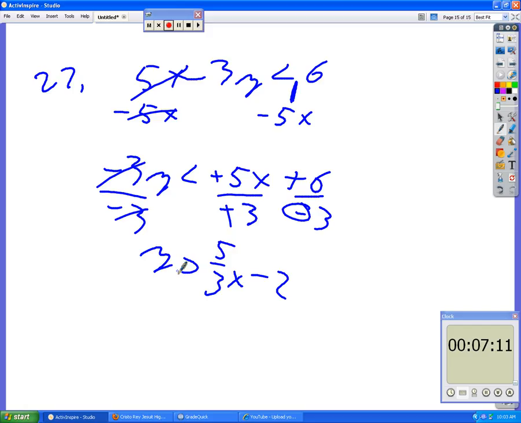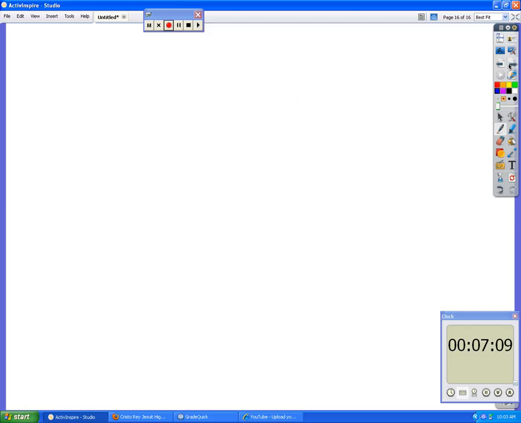Okay, I need to go to another page. I had y, I had 5/3 x minus 2, and what was this, a less than? It's greater than now, because you changed it.